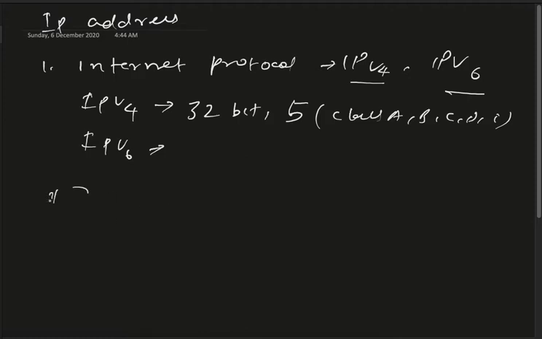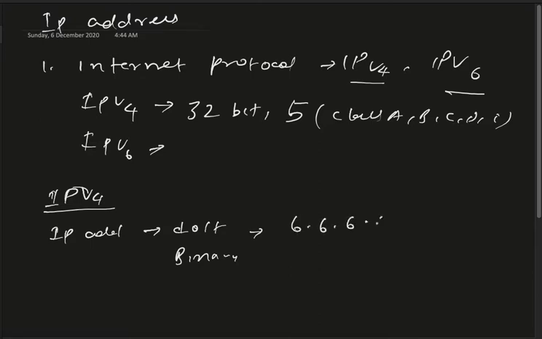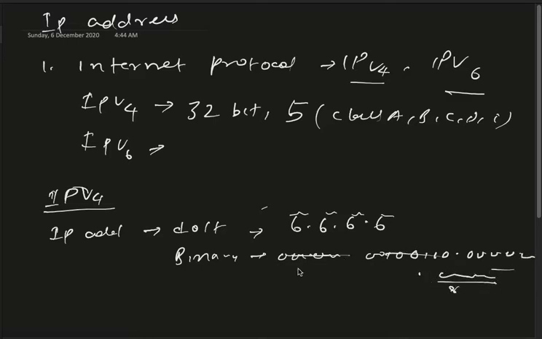And the IPv4 address is in dotted decimal and binary notation. This is 8 bit each, this is decimal and this is binary. So 8, 8, 8, 8, this is 32 bit.